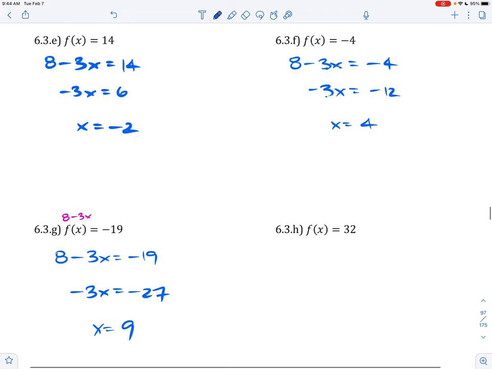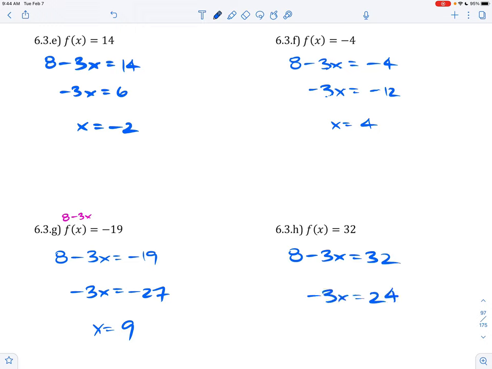And final, last example, f of x is 8 minus 3x, but we also know f of x is 32. Therefore, 8 minus 3x must equal 32. Subtracting 8 from both sides, negative 3x is 24, and dividing both sides by negative 3, x is negative 8.